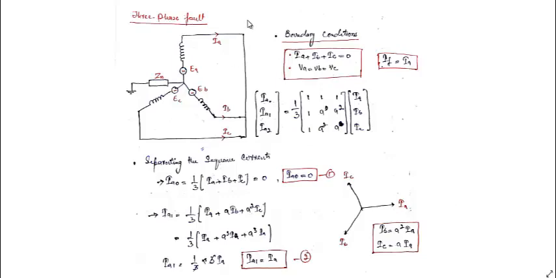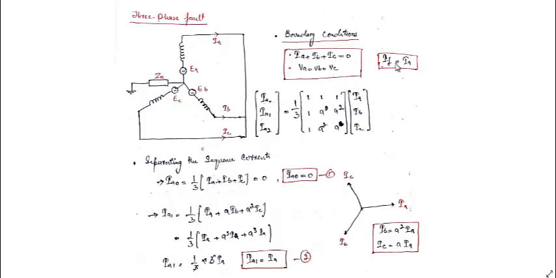When the three-phase fault occurs, all three phases will be short-circuited like this. In this case, you can see that the boundary conditions will be IA plus IB plus IC equal to 0. Three-phase fault is by default a symmetrical fault. Since the three conductors are connected to each other, VA will be equal to VB will be equal to VC. Since it's not connected to ground, we cannot say that it will be equal to 0.